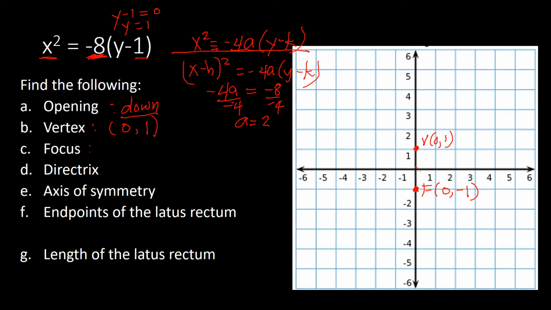Next, let's go to the focus. So for the focus, your answer must be a coordinate. So we have 0 and then -1. Next, let's go to the directrix. The directrix is a line.